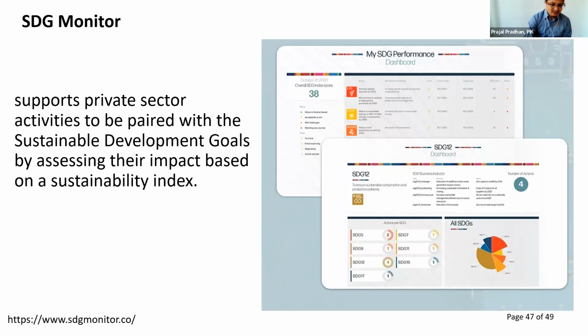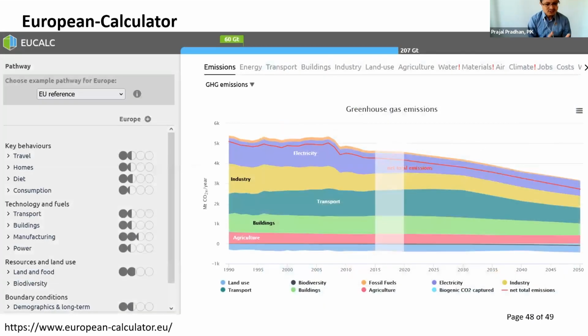And then there are also other tools which may not call themselves SDG tools. I bring here one example, the European calculator. This is another way of looking at interlinkages between different societal and human systems, the calculator approach. So there are integrated assessment models, but there is also this calculator approach.